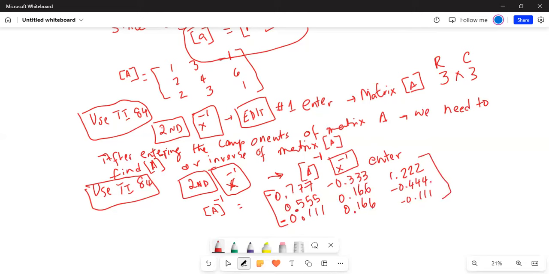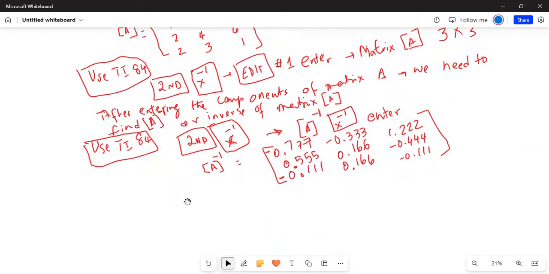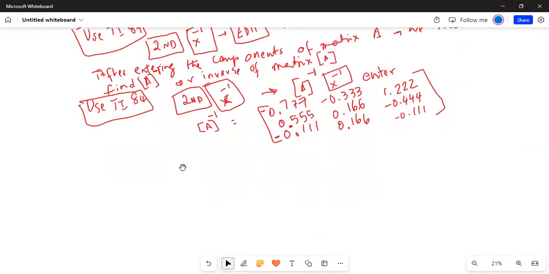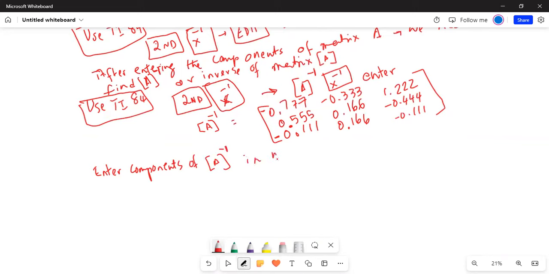Okay, now we will enter this data in matrix B in our calculator. How to do that? So let me create some space. Enter components of matrix of A inverse in matrix B in TI 84.